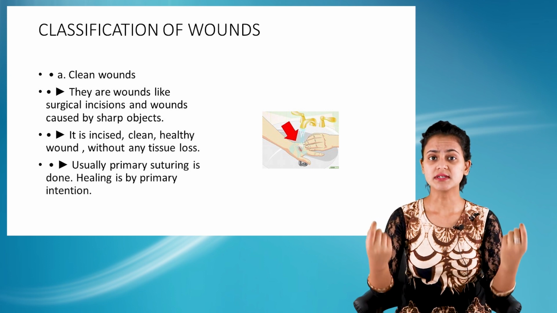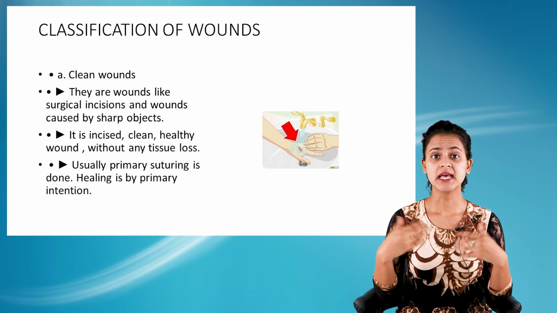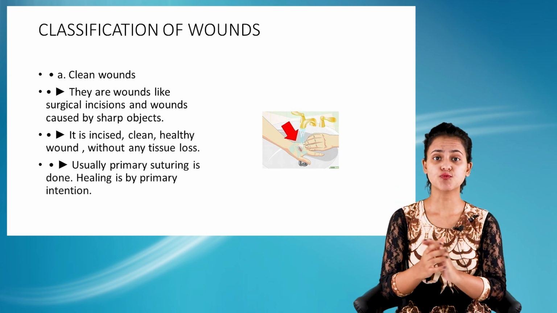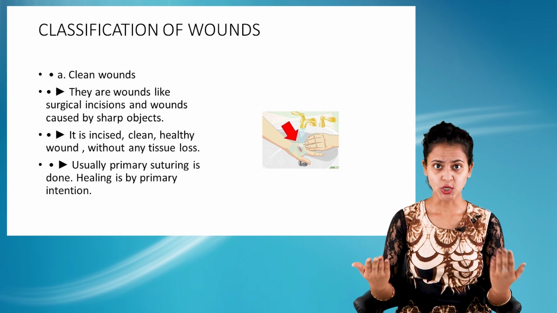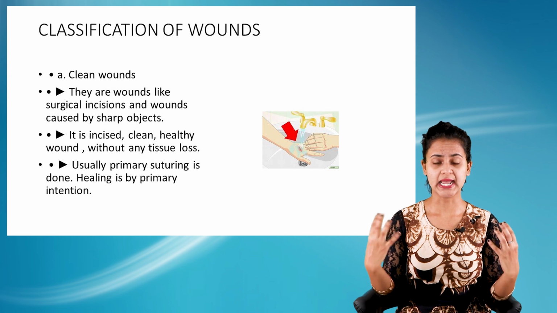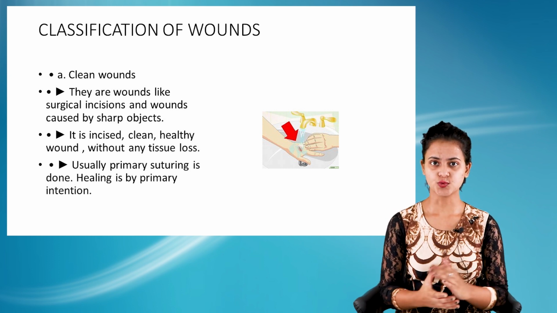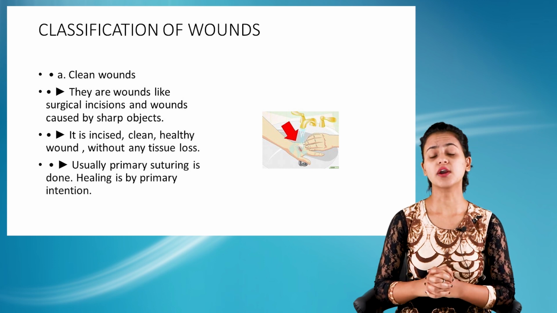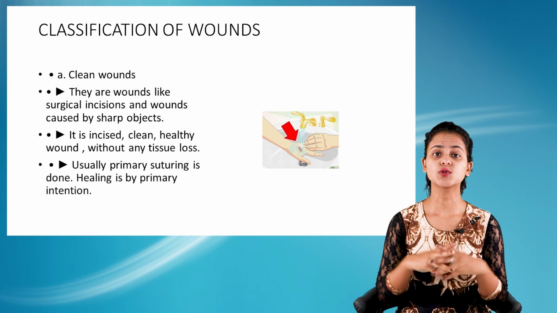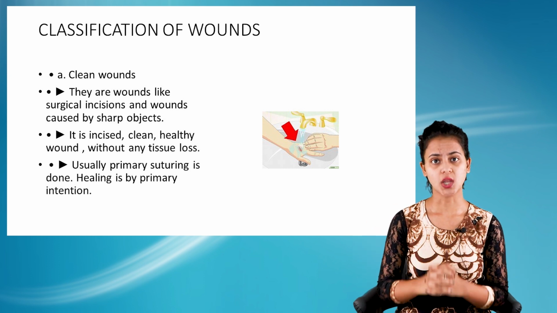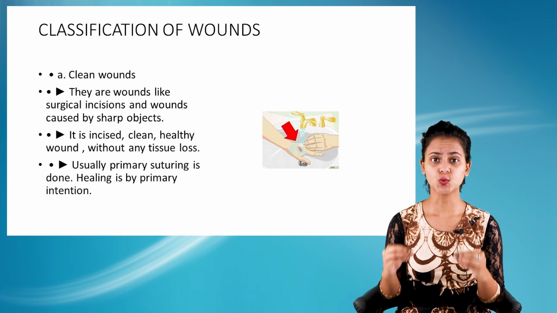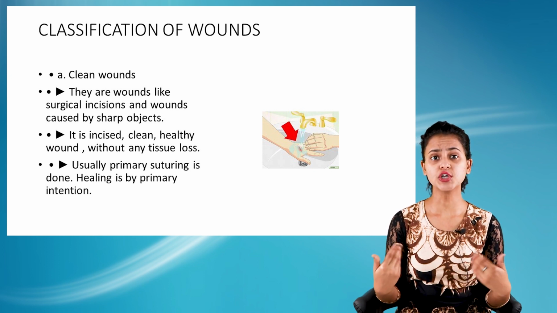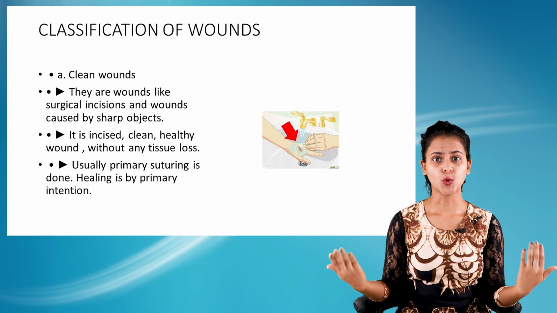Sometimes a sharp incision can also cause this clean wound. So what are the features of this clean or uncontaminated wound? Basically it will be incised and completely clean, not contaminated with dirt or any other things. This clean wound is considered a healthy wound compared to a contaminated wound. Also, this clean wound will often be without any unnecessary or inadequate tissue loss. Usually, the healing of this clean wound occurs with primary intention, and in primary management we do suturing to manage this type of wound.